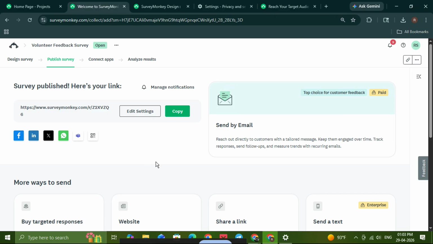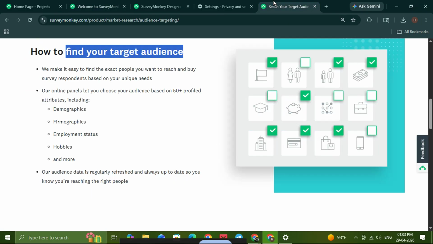Next, make sure you are targeting the right audience. This is just as important as getting more responses. If your survey is meant for customers, students, employees, or users of a specific product, then the people answering should actually match that group. If you survey the wrong audience, your results may look complete, but they will not reflect the people you really want to understand.